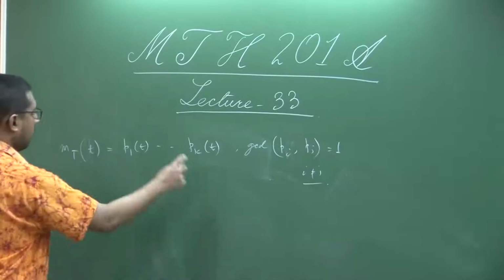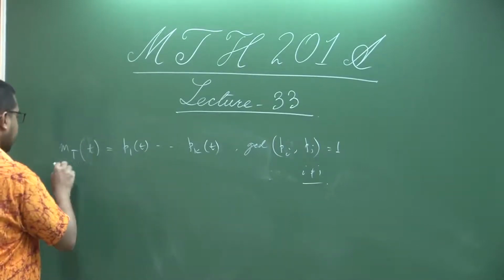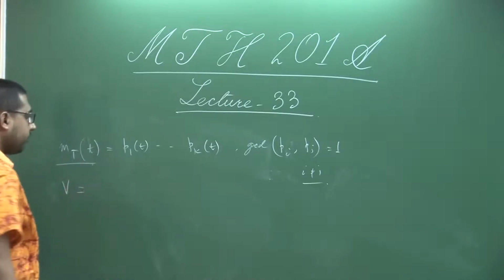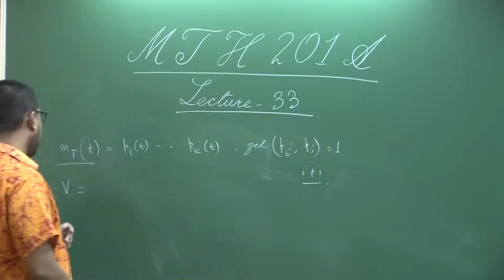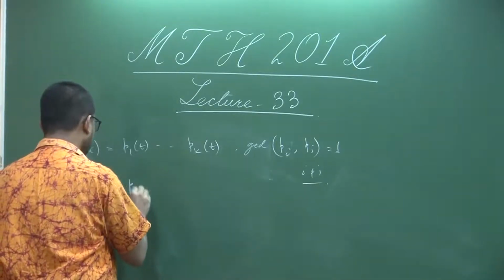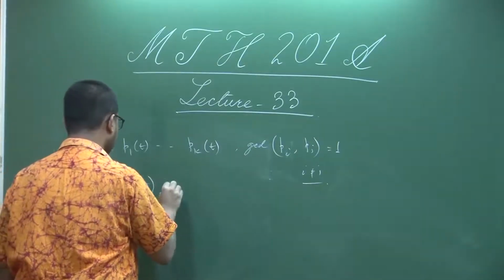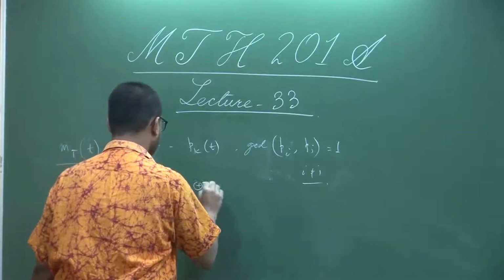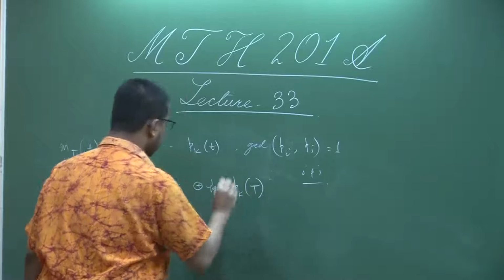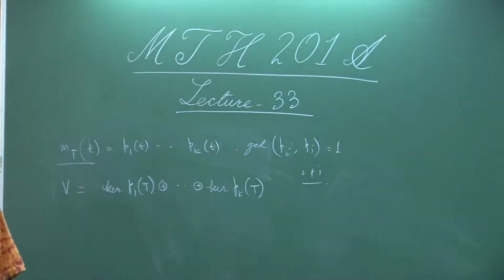Okay. So, this is what we have, and then the kernel of m(T) is going to be V, right. Kernel, so then this is the kernel of P1(T) up to the kernel of Pk(T). Okay.